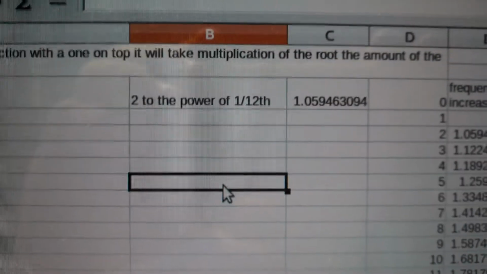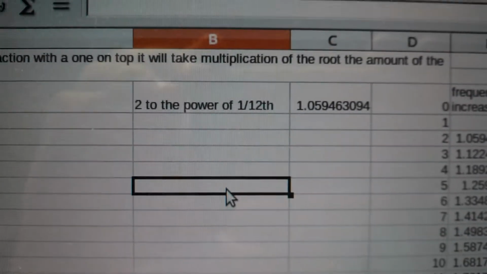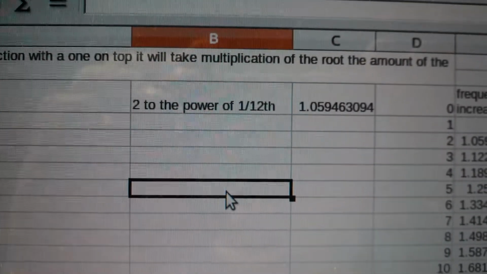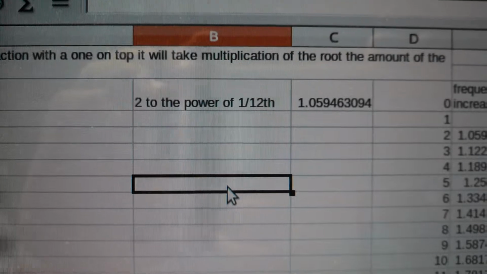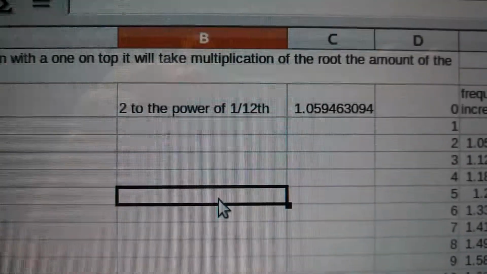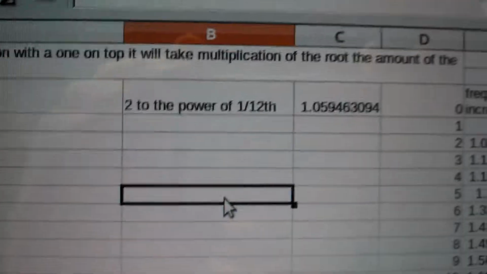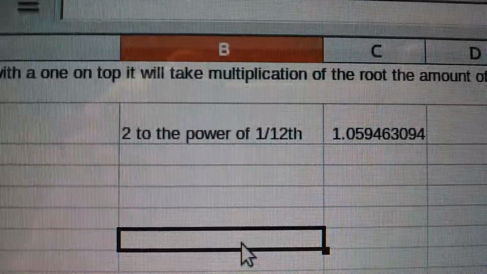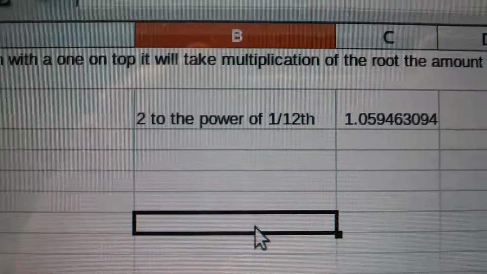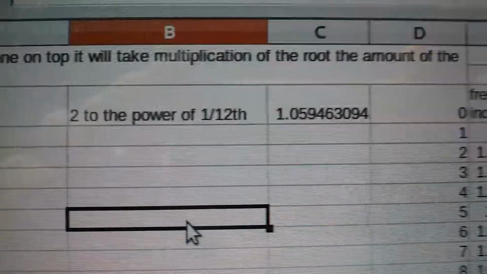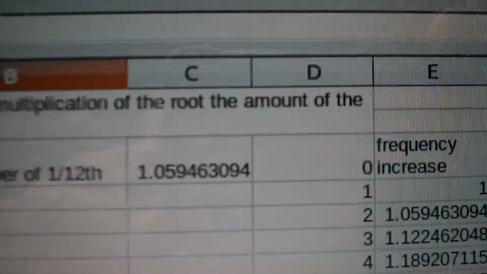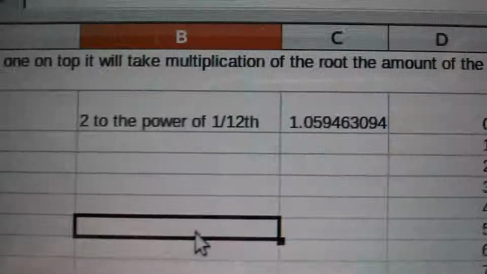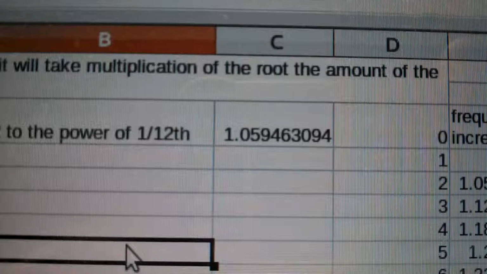This is a spreadsheet that I've created in LibreOffice. Last video I might have said OpenOffice, but it's LibreOffice. It comes with Ubuntu. Anyway, I've got here a number. It's 2 to the power of 1/12. This is a number that comes up when you go 2 to the power of 1/12.